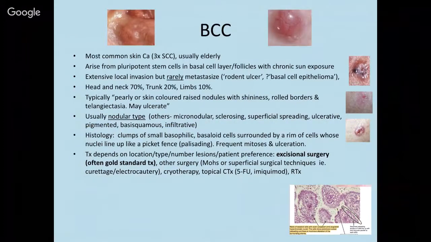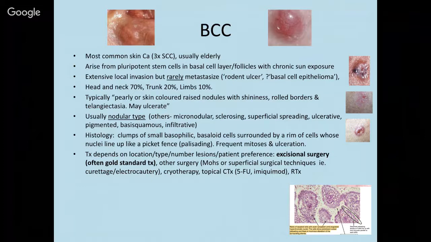So now onto skin cancer. Basal cell carcinoma is the most common. It's 3 times as common as SCC. Again, it's usually in elderly patients, so it'd be very unlikely to get a younger patient. They're thought to arise from pluripotent stem cells within that basal layer of the epidermis, the stratum germinativum, from chronic sun exposure. There's a strong link to total sun exposure. The good thing about them is they very rarely metastasize. You get extensive local invasion, which gives it its name, rodent ulcer, because it can really erode the surrounding tissue. But because it never really metastasizes, some people consider it should be called a basal cell epithelioma rather than carcinoma.